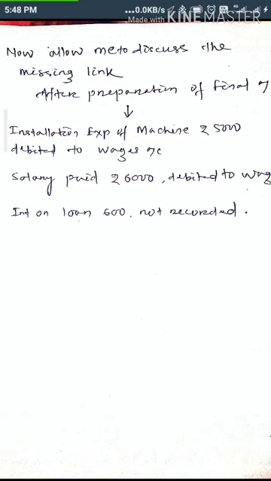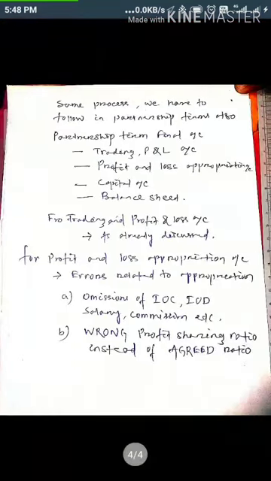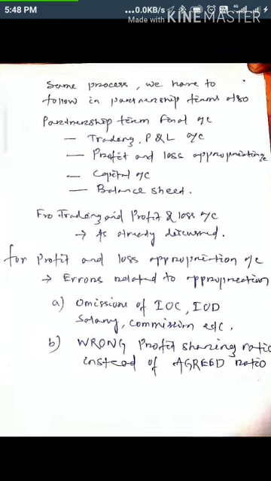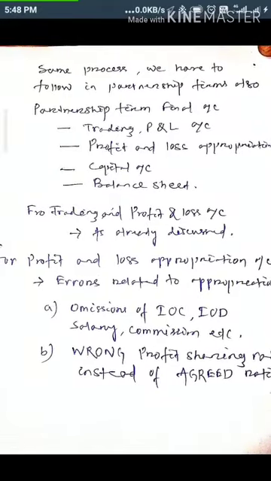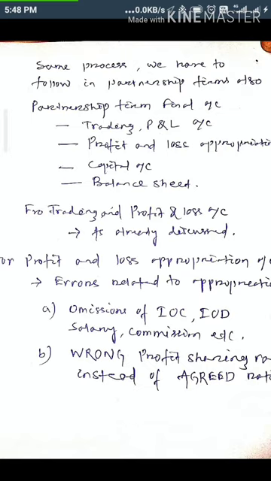Now, in the partnership form, the whole thing I have discussed so far is particularly for the sole proprietorship form. But here in the partnership form, the same process we have to follow. Partnership final accounts consist of the trading and profit and loss account, profit and loss appropriation account, capital account, and the balance sheet. For the trading and profit and loss account, we have to follow the same thing, but that is not in your 12th syllabus, because the 12th syllabus is totally focused on the profit and loss appropriation account and capital account.